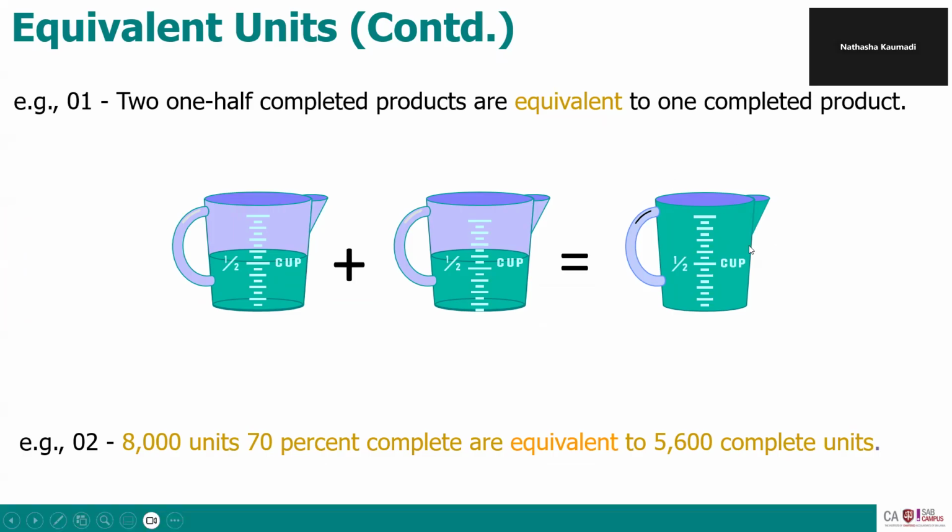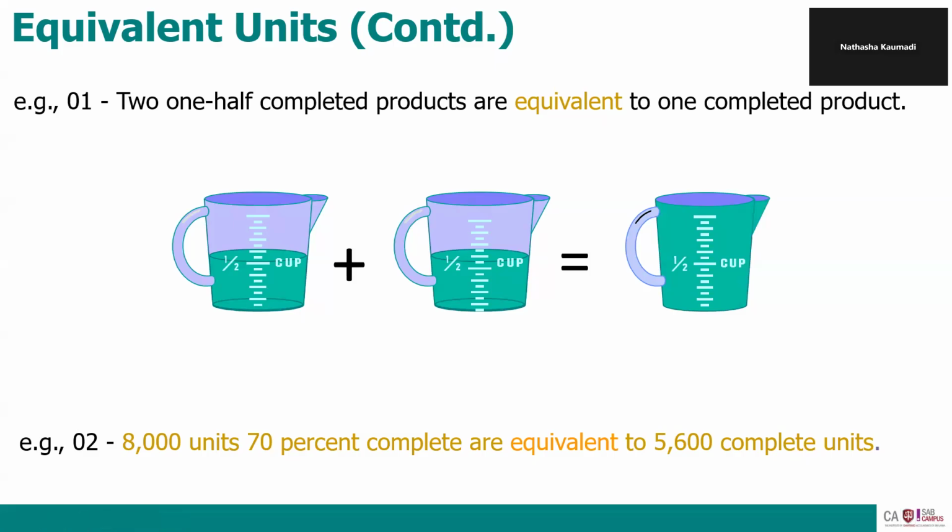Actually, one cup, right? One fully filled cup. So physically, there are two cups with half filled water. But hypothetically, mathematically, how many cups can we fully fill? We can fill one full cup. That is what equivalent unit means. That means 50% completed, two cups are there. When you add them together, what is the equivalent units? How many equivalent units are there? One. Equivalent units are one.